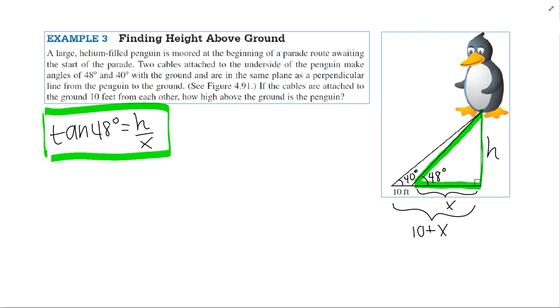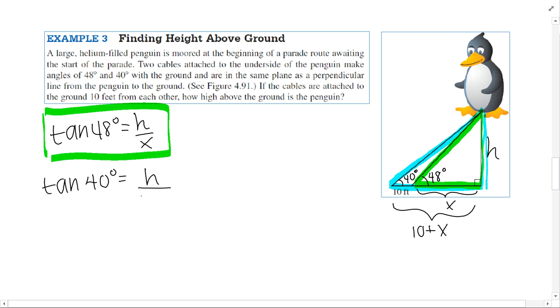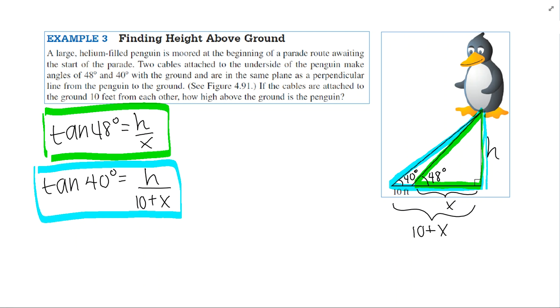All right, we'll do a blue one. The blue one is the whole thing. We're going to get the tangent of 40 degrees is equal to the height over 10 plus x. Okay? And our goal is to find h. So this is kind of like a system with trigonometry. So what I'm going to do is solve both of these equations for h. So just multiply both sides by x.